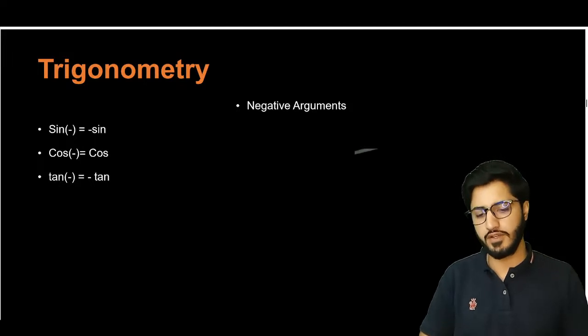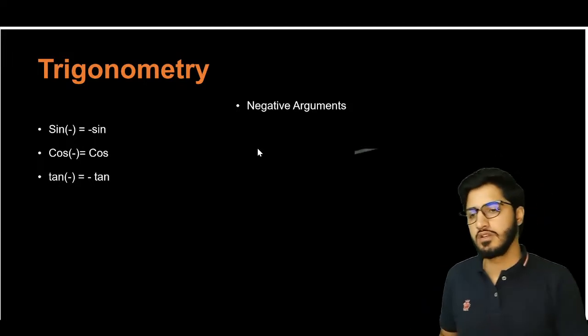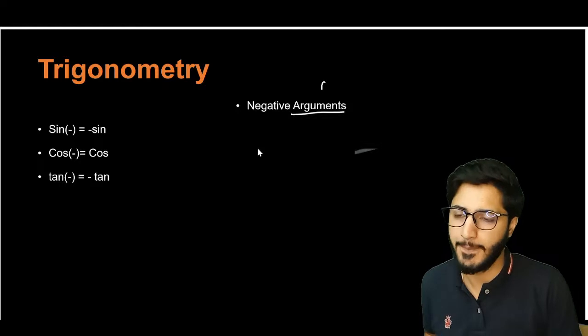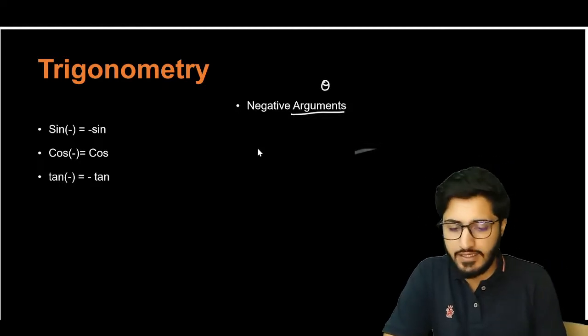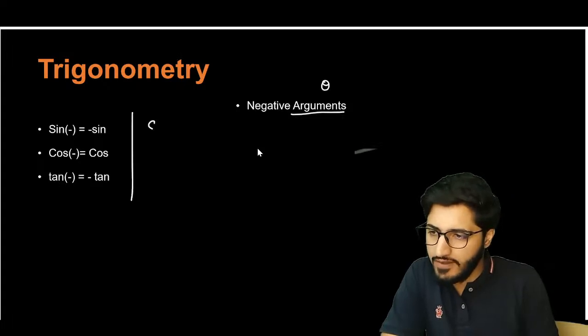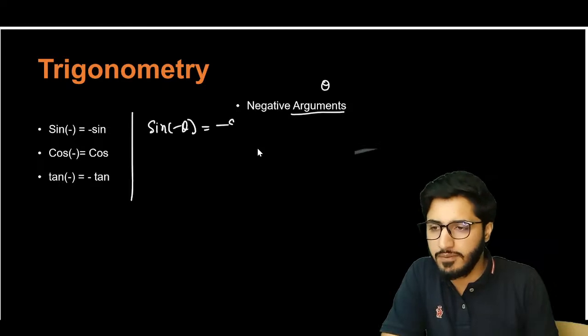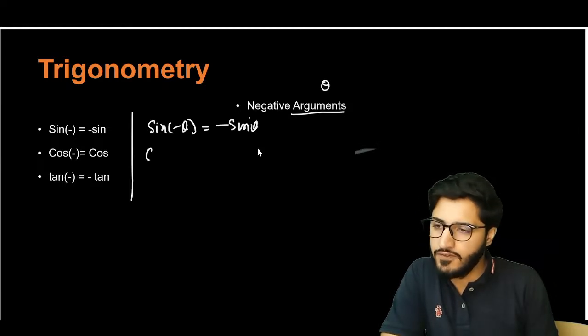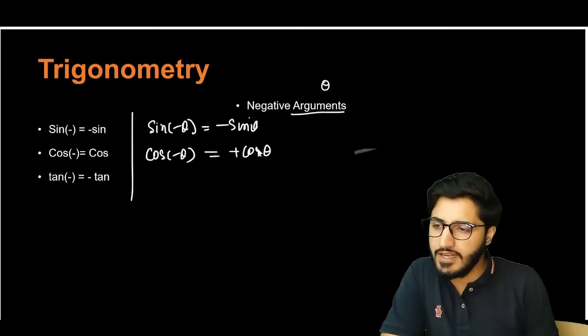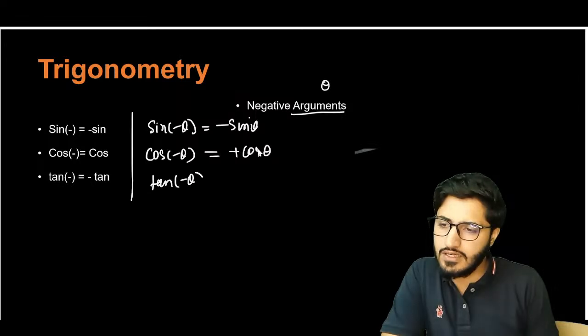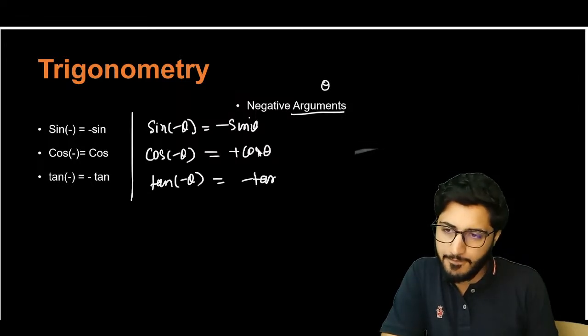This one is also important. We have negative arguments, where the argument means theta. If we have sine of minus theta, it will become minus sine theta. If we have cos of minus theta, it will become plus cos theta. If we have tan of minus theta, it will become minus tan theta.